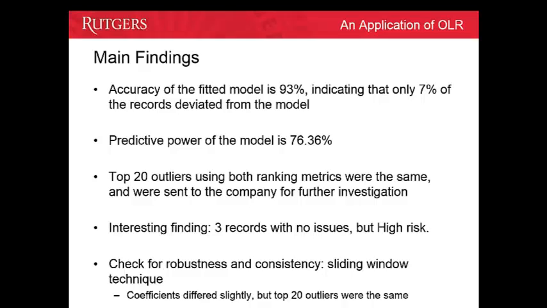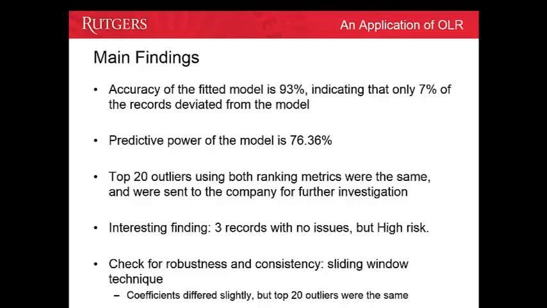We always took the top 20 outliers and we sent them to the company for verification using both metrics. And we noticed that most of the time, because we use several years and several combinations for robustness checks, most of the time the top 20 outliers were the same when using the two metrics. Now we found some interesting cases.